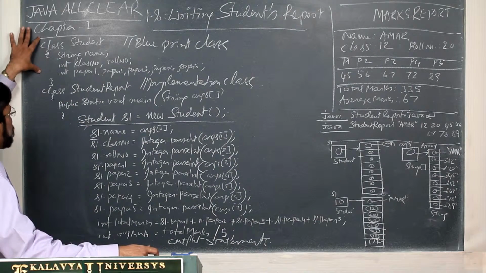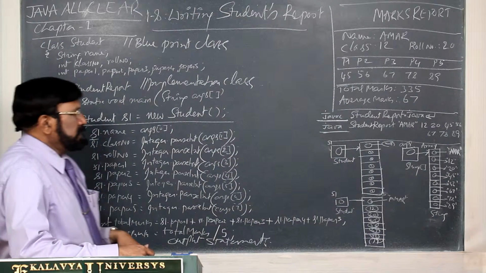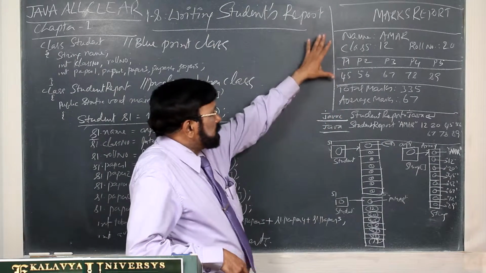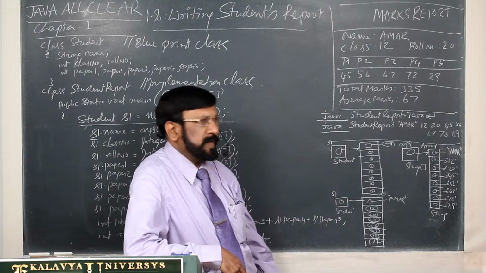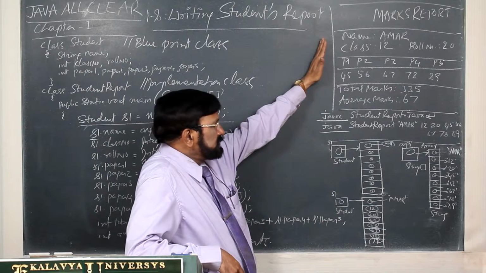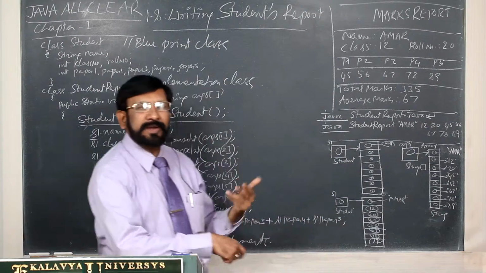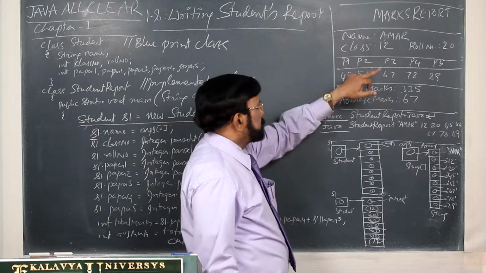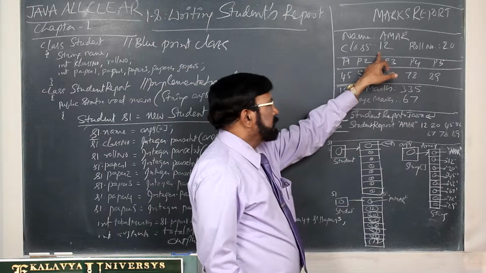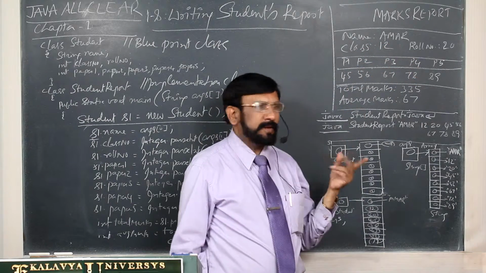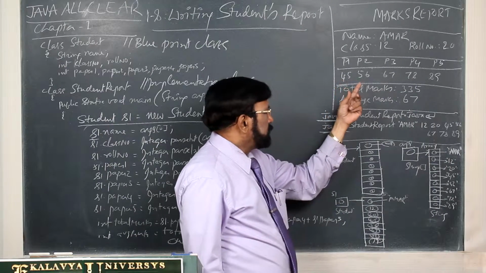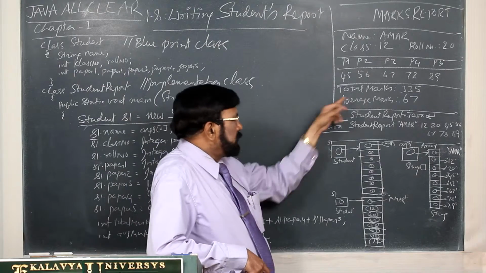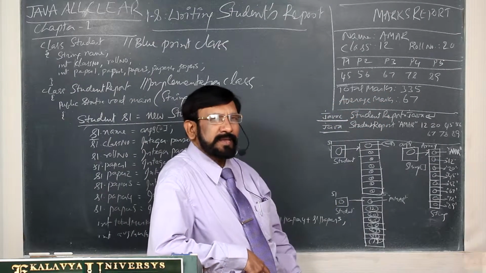First I have defined student class. In student class, actually what instance variables are required? For this purpose, first what type of output you require. With the reference to this, you can decide how many instance variables are required. Now you see marks report here: name, class number, roll number. There are 5 papers, P1, P2, P3, P4, P5, and we have to find out total marks as well as average marks.